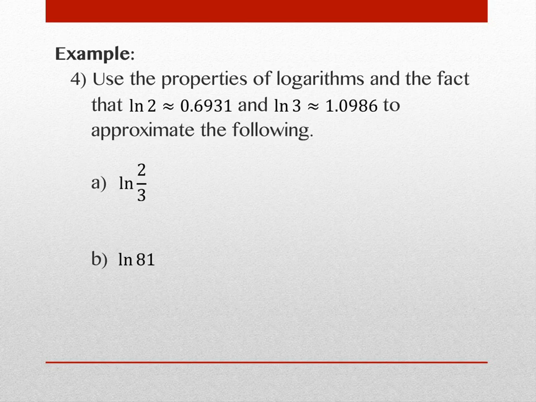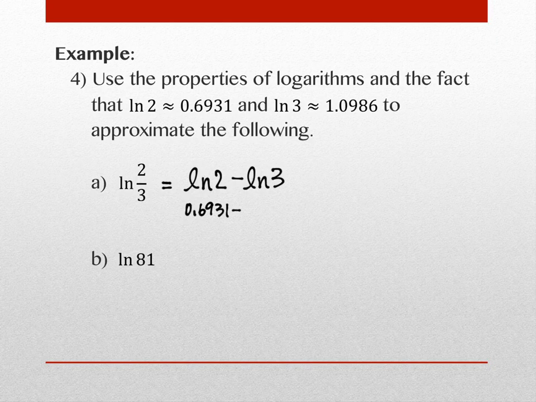For example, 2/3 is a quotient, right? You see division. So since we see division there, we can rewrite it how? With subtraction. So I can take this and I can rewrite this as the natural log of 2 minus the natural log of 3. Agreed? Okay. So, and then after that, I know the value for the natural log of 2 and the natural log of 3. The natural log of 2 they gave me was 0.6931, and natural log of 3 is 1.0986.